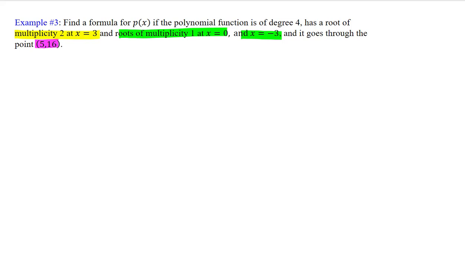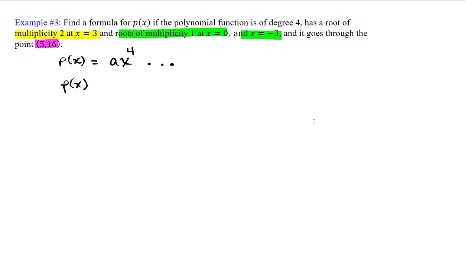So let's start with the p of x notation. We want a fourth degree function, so let's call the leading coefficient the value a times x to the power of 4, and so on. So this is the leading term of the function that we're looking for. We'll try to express this in factor form since the roots are given.